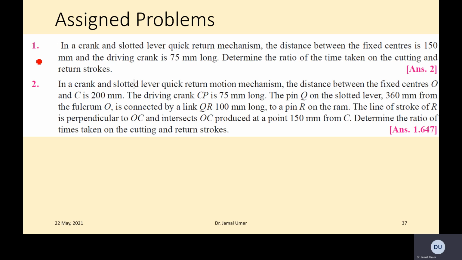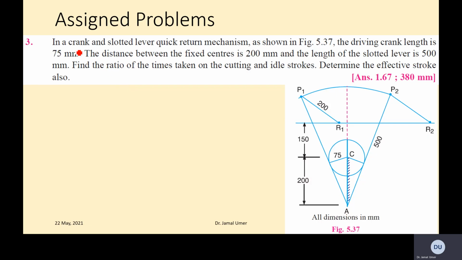So we have the assigned problems 1 and 2. These are with the crank and slotted lever quick return mechanism, where you need to work out the time ratio. Here you also determine the time ratio. And this is another problem for the crank and slotted lever quick return mechanism. The examples 5.1, 5.2, 5.3 that we have done were for the crank and slotted lever quick return mechanism, so you shouldn't have any problem with that.